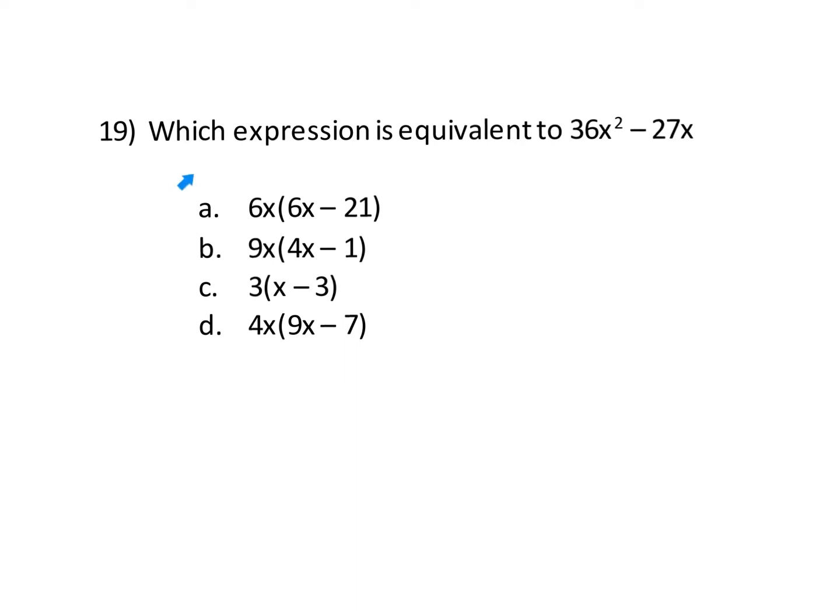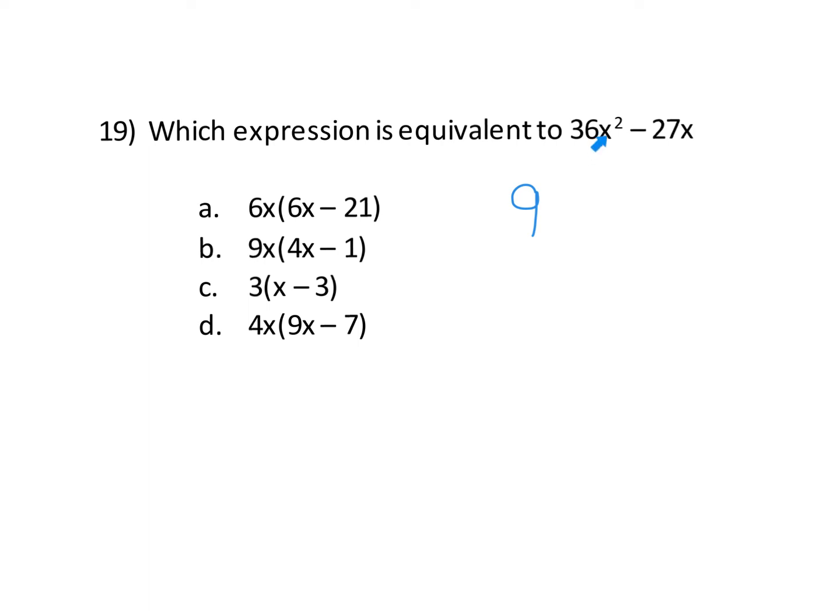All right, and then this last one, which expression is equivalent to 36x squared minus 27x? Okay, now this is not the difference of two squares or anything like that, but you will see that 36x squared and 27x have a greatest common factor. There's a number and a variable that we can actually factor out. So 36 and 27 actually have a 9 in common, because 9 times 4 is 36, and 9 times 3 is 27.